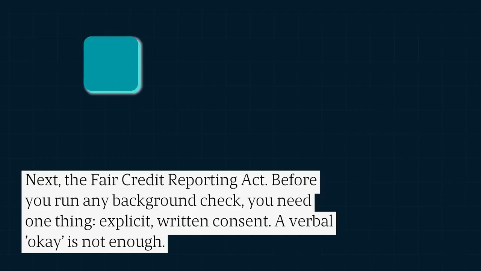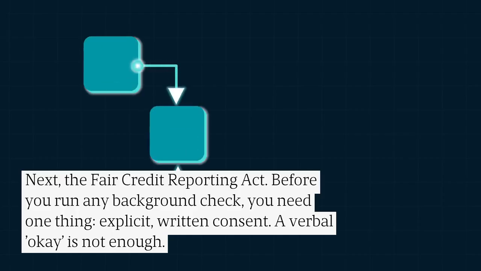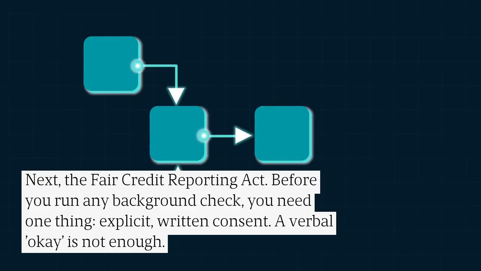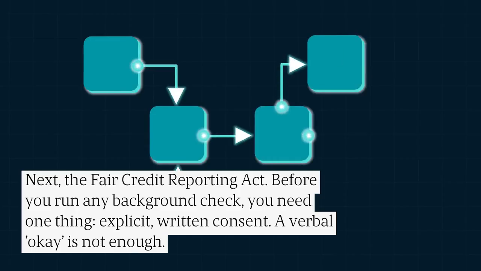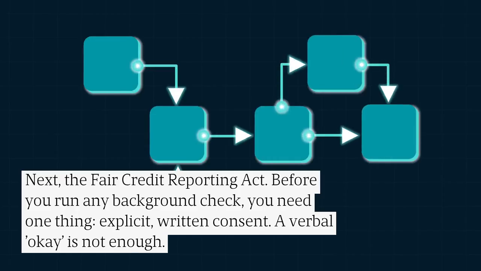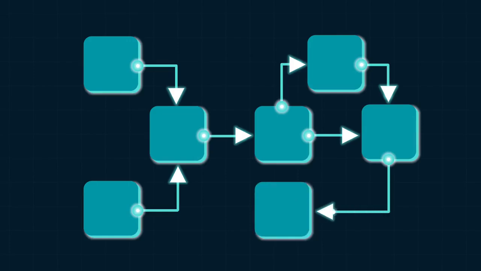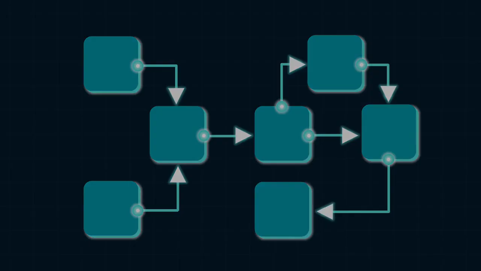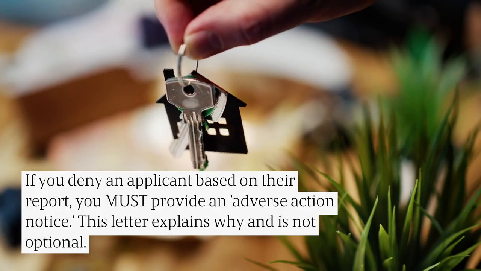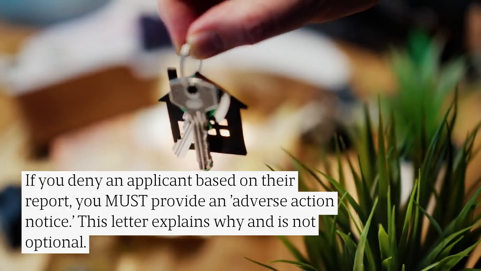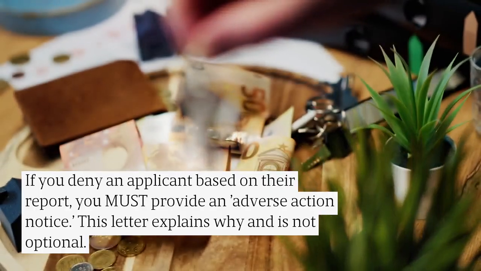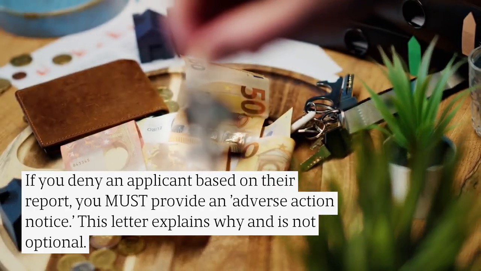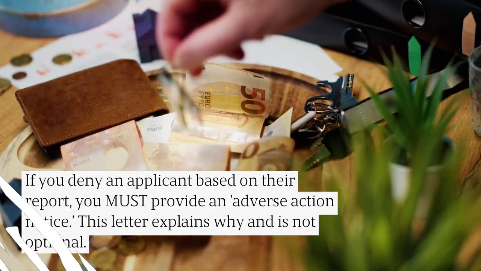Next, the Fair Credit Reporting Act. Before you run any background check, you need one thing: explicit written consent. A verbal okay is not enough. If you deny an applicant based on their report, you must provide an adverse action notice. This letter explains why and is not optional.